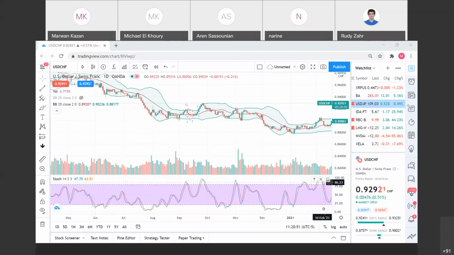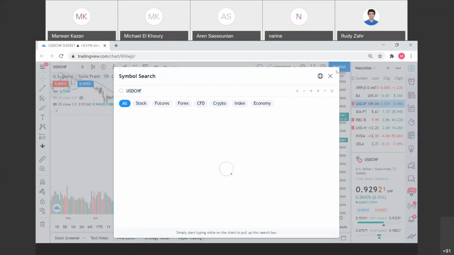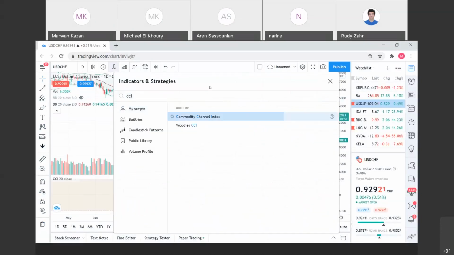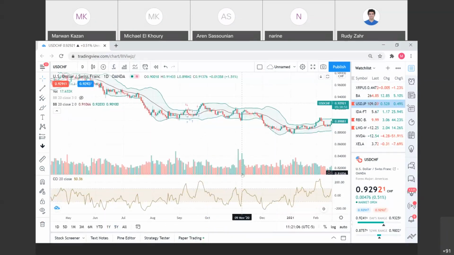Another one, guys, is the CCI, the Commodity Channel Index. It's the same and it looks the same, but it's used for commodities. So here, guys, we're looking at Forex, USD. These are foreign exchange currencies.